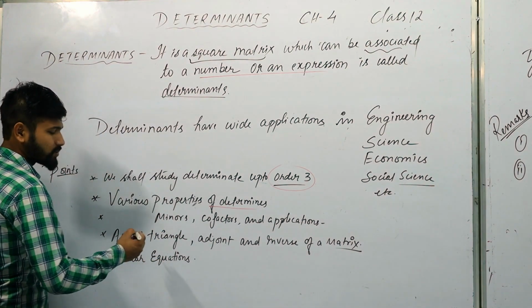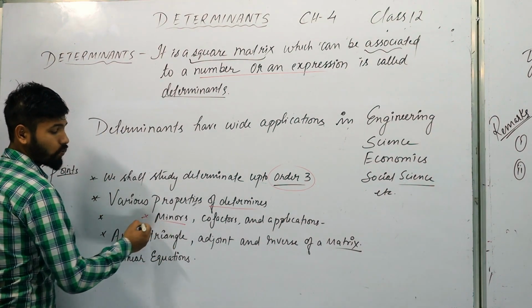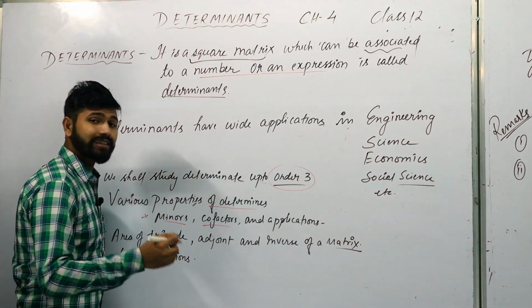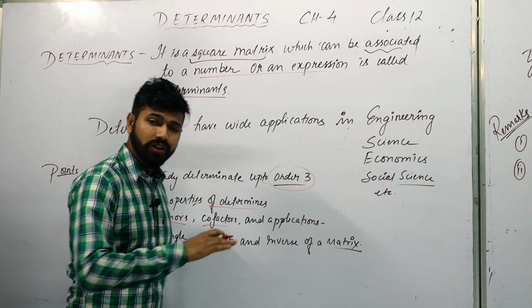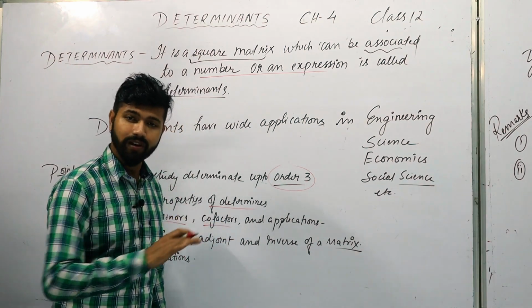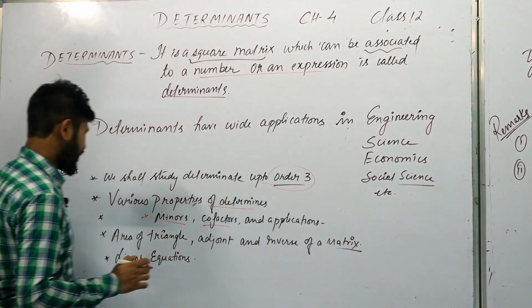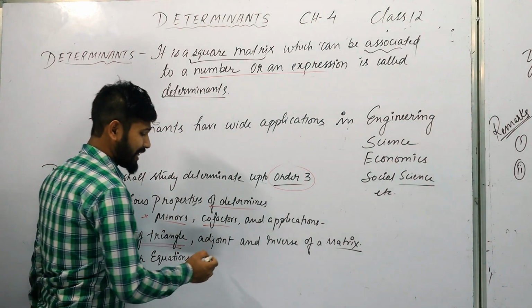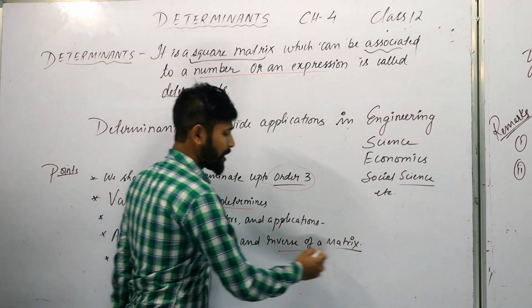The next topic will be minors. What are minors? How to find minors? What is cofactor? And what are the various applications of it? I am going to share everything. Just stay tuned. We will learn everything. Don't worry. Next we are going to learn how to find the area of triangles, and then the adjoint and inverse of a matrix.